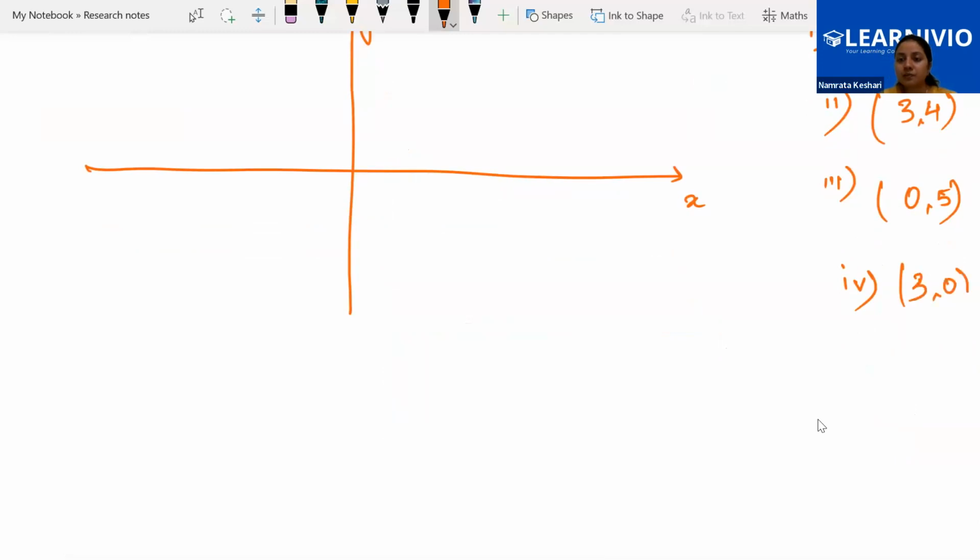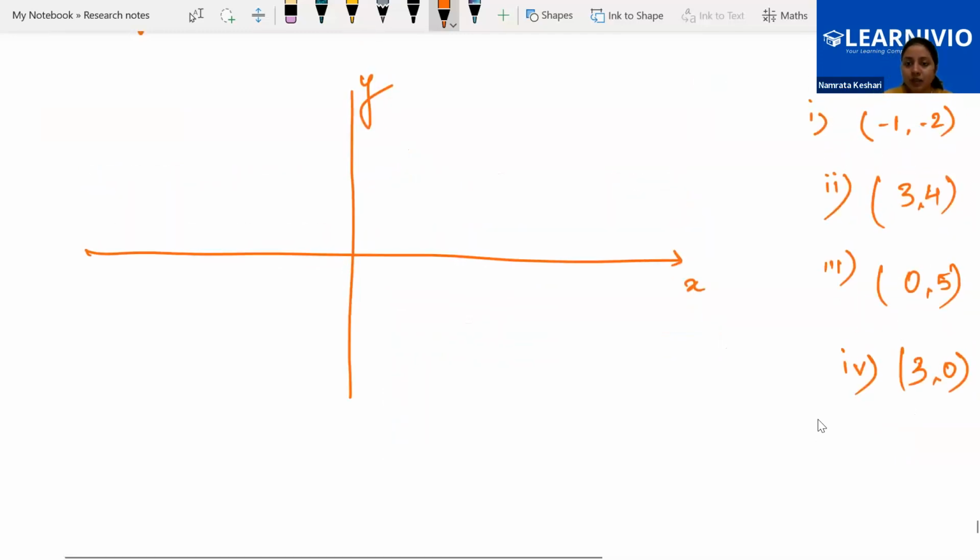3, 0, 5, 2, -3, 6, -3, 2. These are the 6 points we are having.